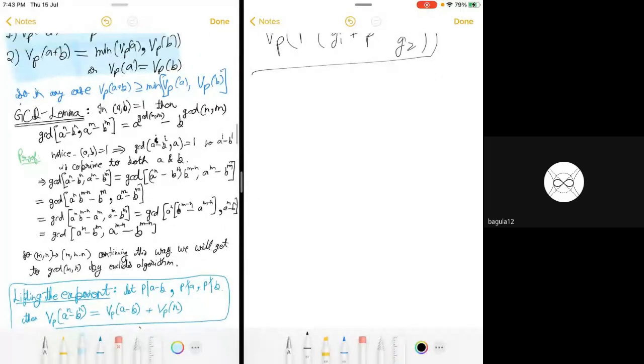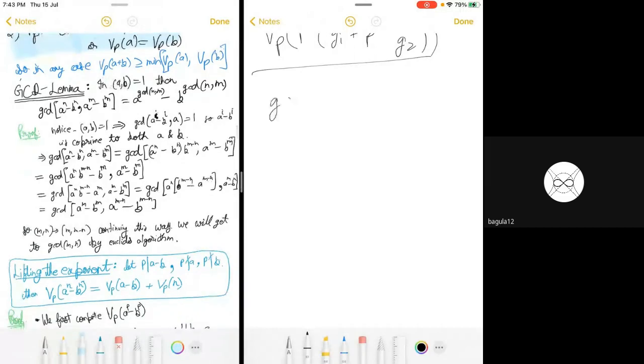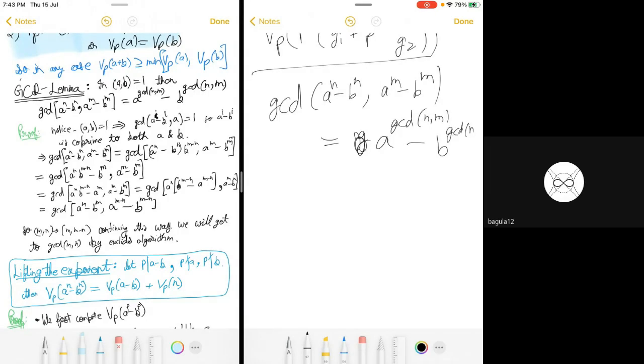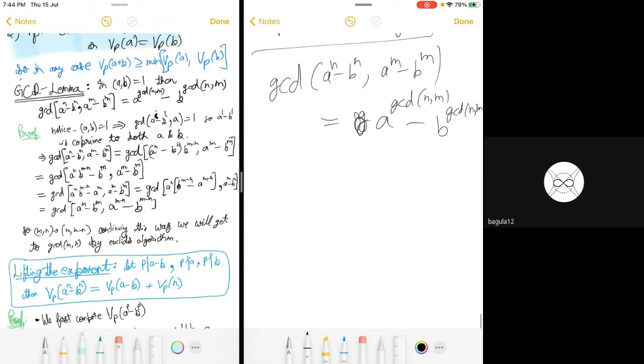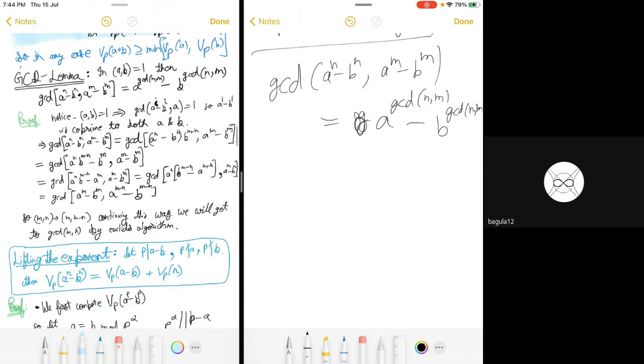So now we will prove this GCD lemma, which is also useful. If A and B are co-prime, then the GCD of A to the n minus B to the n and A to the m minus B to the m is equal to A to the GCD of n and m minus B to the GCD of n and m. The proof of this is just like the Euclidean division which we did in the starting. The difference is that B is not 1, so you have to do a little more. You can just go through the proof.